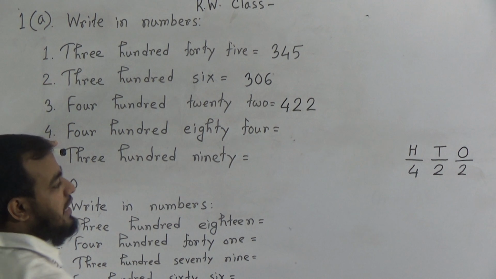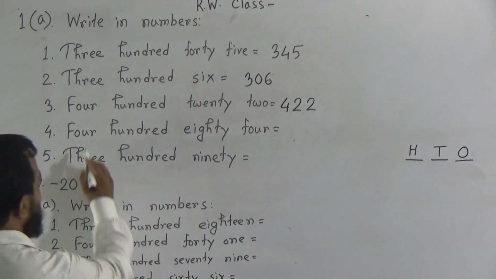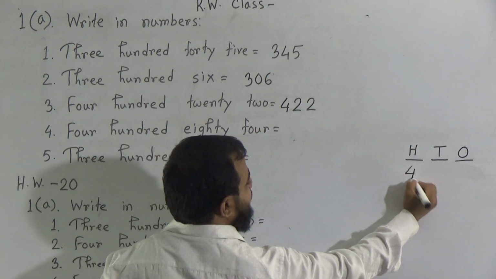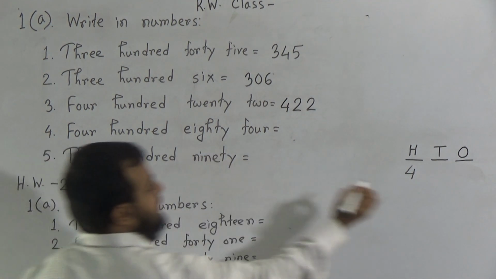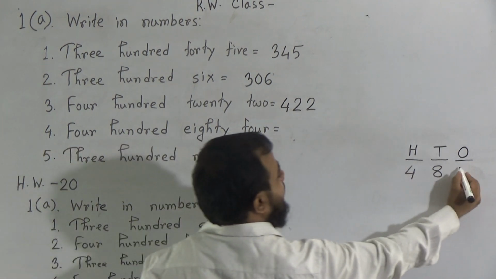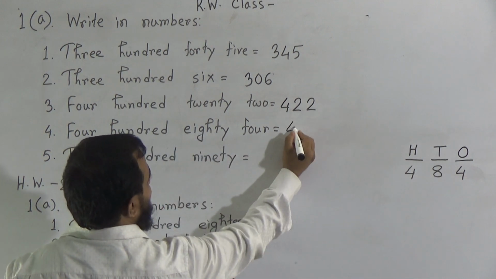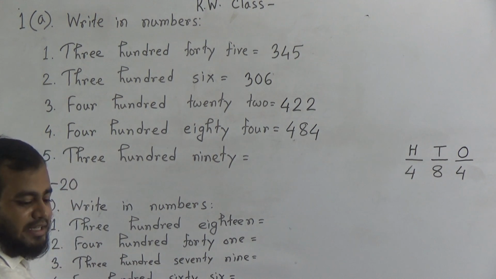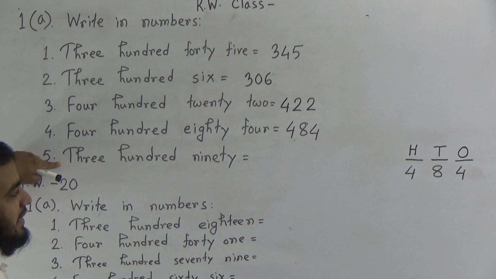The next number is 484. To write down 400 first, we have to write 4 in the hundreds place. Now for 84, to write down 80, you should write 8 in the tens place, and to write down 4, we should write 4 in the ones place. It is 484. Today's last number is 390.